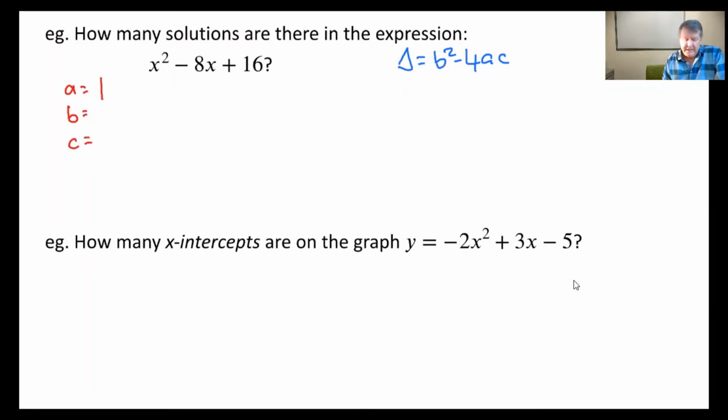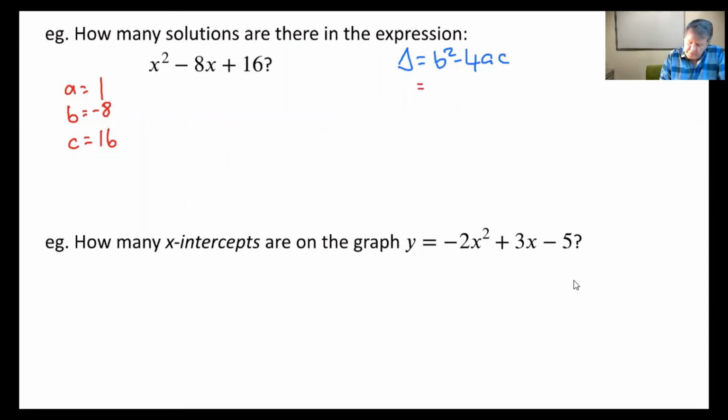Now the coefficient of the b term, there's an 8 there. But if you have a look, there's also a negative in front of it. So that's -8, which becomes -8 as a coefficient. Our C term is obviously just going to be 16. Now all we have to do is plug those three values into our discriminant equation.